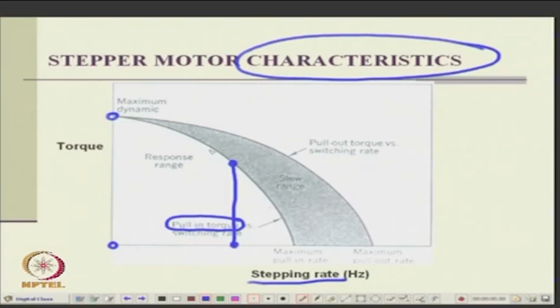That means it is already there, before that it can pull in the torque. Now, at the same speed, suppose it is running smoothly with the maximum pull-in torque, and then you go on adding torque to that. It will still run, no problem. Go on adding torque, then it will go to another point beyond which it goes out of step, and that is the pull-out torque.